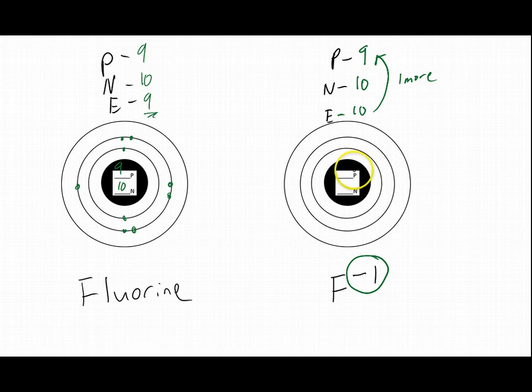Then after that, you just fill out your Bohr model normally. We got 9 protons, 10 neutrons, 1, 2, 3, 4, 5, 6, 7, 8, 9, 10 electrons. Now you will notice the difference here is that I have an electron here and it is not on the normal fluorine atom.